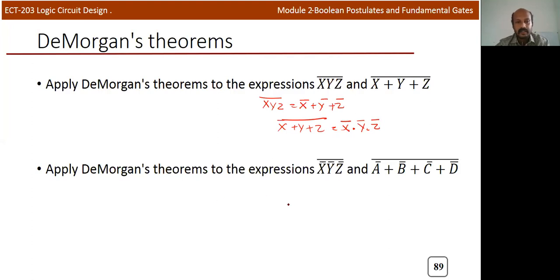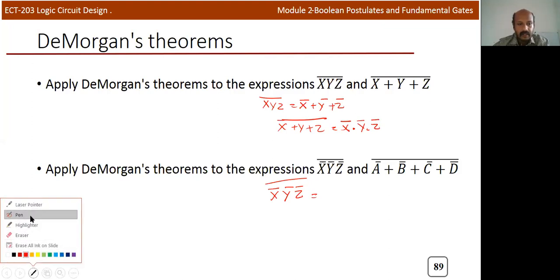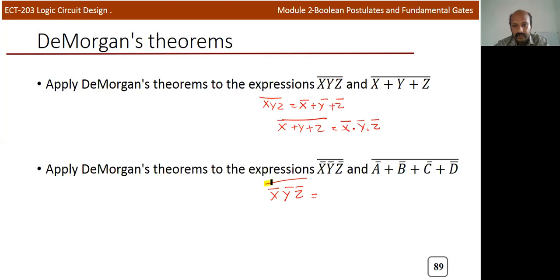And next we need to apply DeMorgan's theorem for this particular question, which is x bar, y bar, z bar the whole bar. Already the variables are complemented. So now let's see how we can handle x bar, y bar, z bar the whole complement. Now we can apply DeMorgan's theorem, and this AND operation becomes OR. So in this case we need to consider this. We are going to apply DeMorgan's theorem for this particular group.